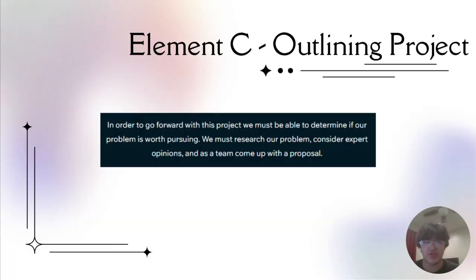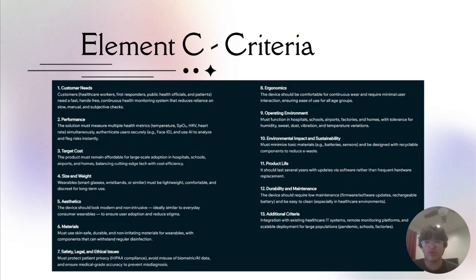Element C. So Element C will be outlining the project. This is basically just giving you the proposal of what this project will look like and what we think will be the outcome of it. Criteria. This is stuff like customer needs, performance, target cost, and size and weight. This is just stuff that we believe will be the constraints of our project, and our criteria.